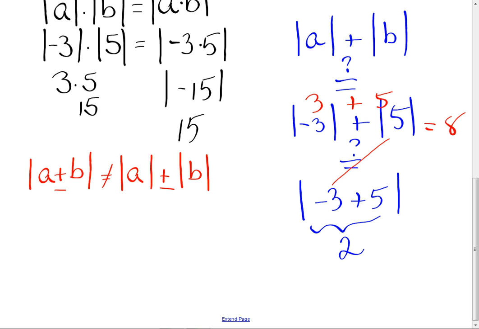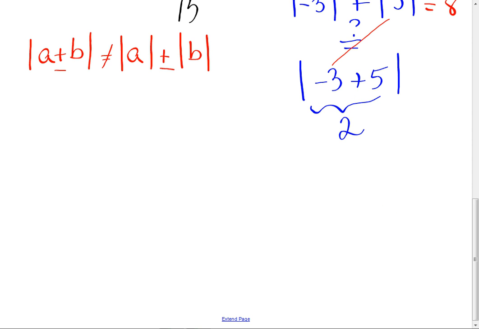That's it. One last thing about absolute value is it's in parentheses as well. So if I have the absolute value of negative 2 plus 3, what's that going to give me? 5. Careful, what's a negative 2 plus 3? That's 1. So it's 1.